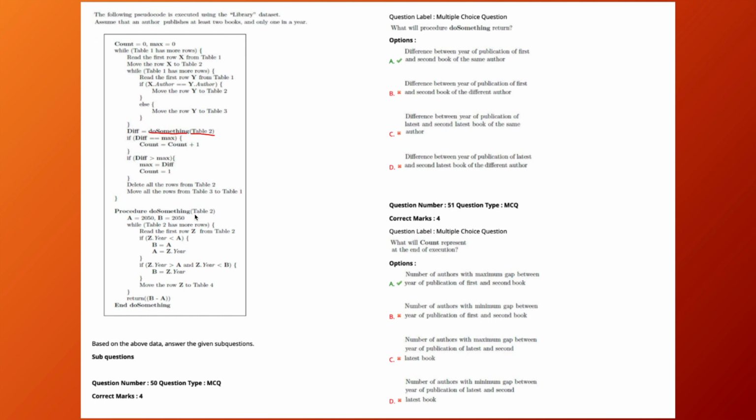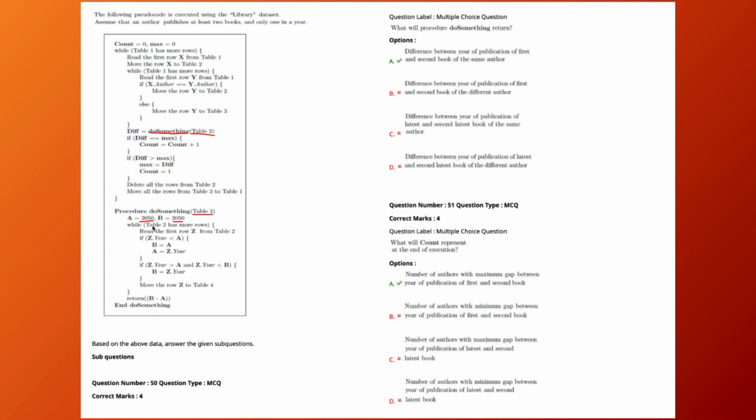So the procedure takes table 2 as its only parameter, and we say that A is equal to 2050, B is equal to 2050. So we have assigned what I'm assuming is the year, or the latest year, and because we have not seen 2050 yet, we're going to assume that we're going to find the minimum year, because we know that to find the minimum value, we can take any large value that is out of scope, so that the first value that we see within our range is going to be lesser than the current value.